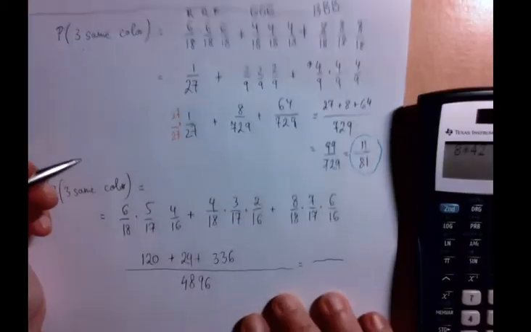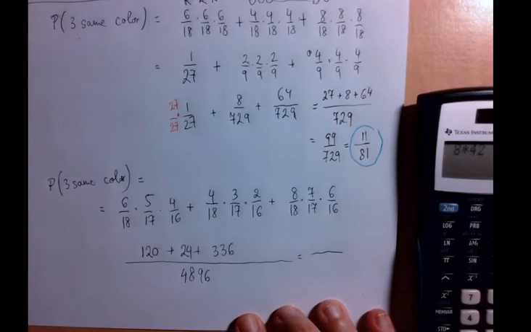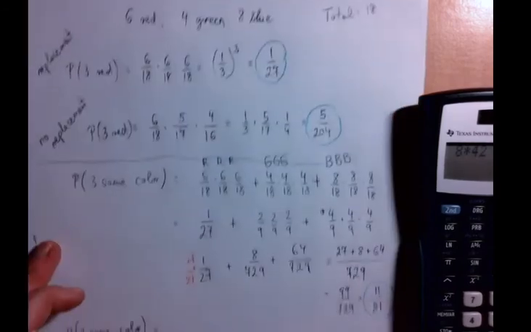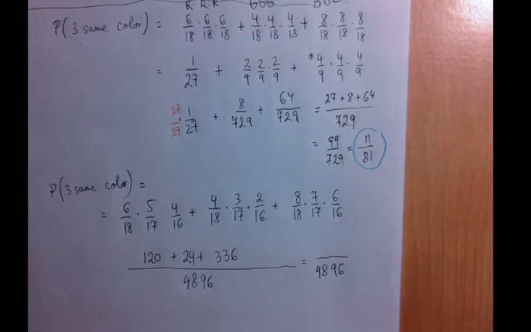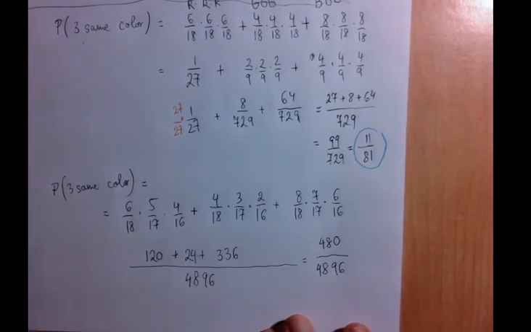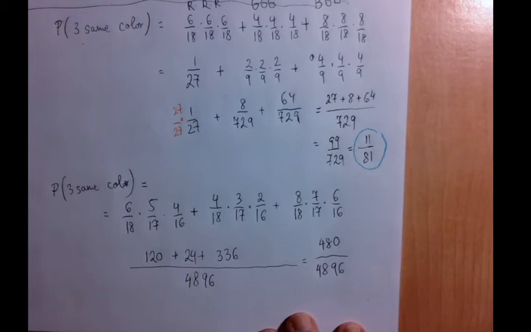4,896. 5 times 4 is 20, 6 times 2 is 12, 6 times 20 is 120, 4 times 3 is 12, times 2 is 24, 6 times 7 is 42, 8 times 42 is 336. And this is a significantly larger number, but it does make sense because most of the marbles are blue, almost half of them, right? So we add the numbers in the numerator and we get, this is kind of nice, 480 divided by 4,896. So this has a lot of divisors too.